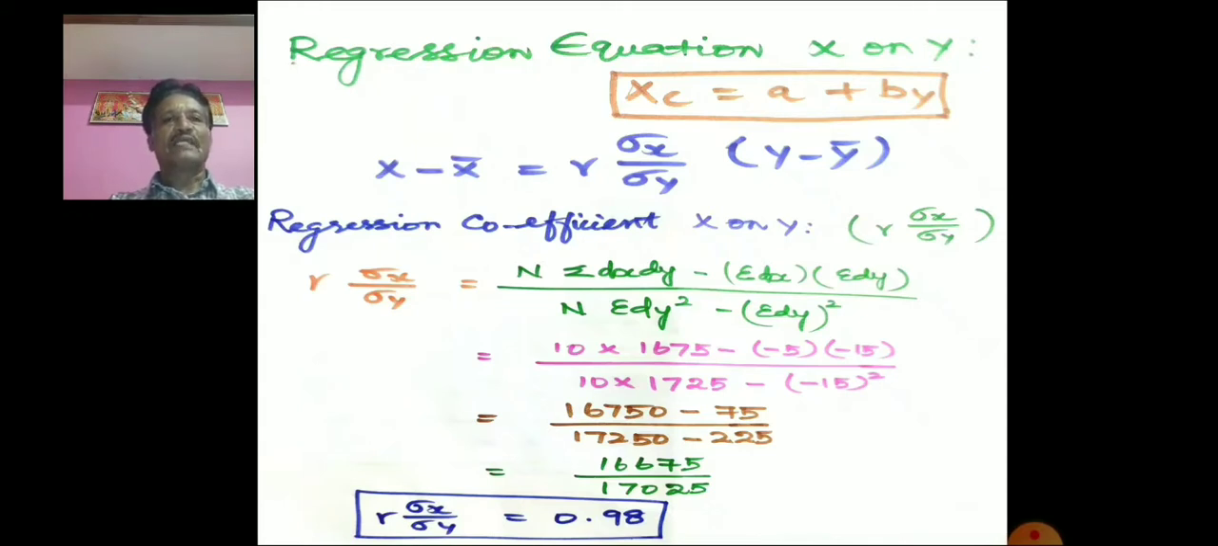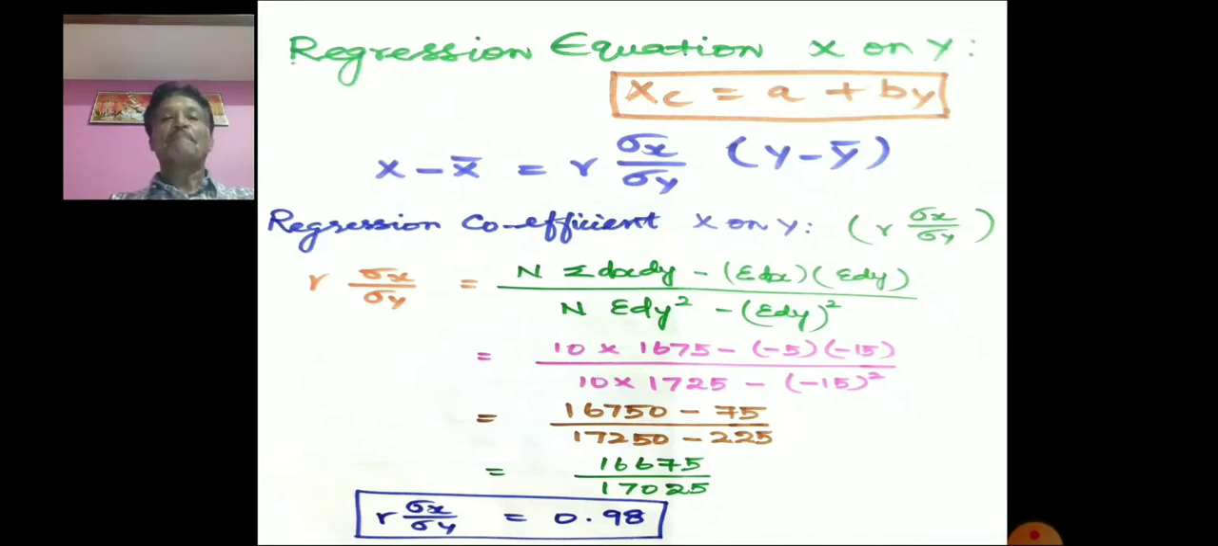The fitted line, the equation, is x equal to a plus b y. So the formula to find the equation is x minus x bar equal to r sigma x by sigma y into y minus y bar. Here it is very difficult for us to calculate the r value and the standard deviation for the x series and y series. Then after that, calculating the regression equation is very tedious. So for that, we have to calculate the two regression coefficients. R sigma x by sigma y is nothing but the regression coefficient x on y.